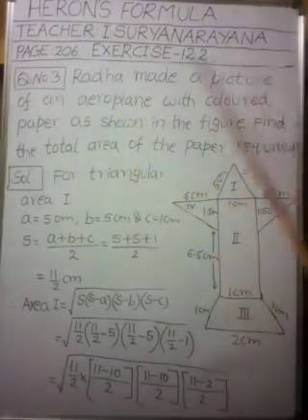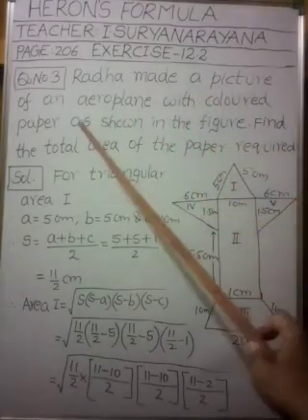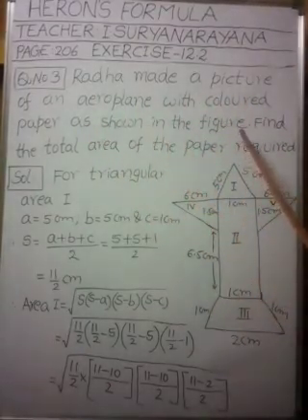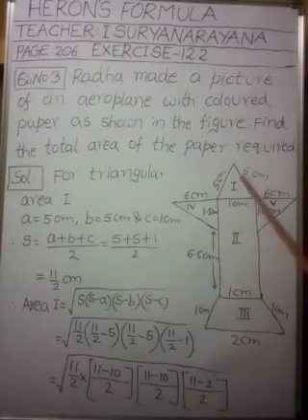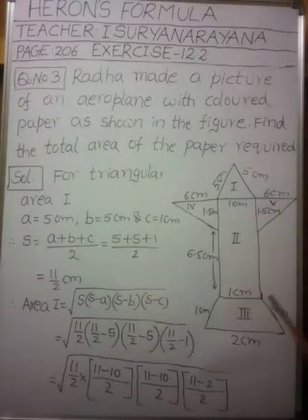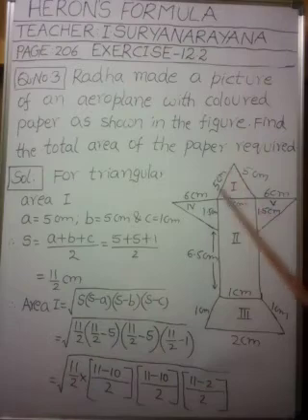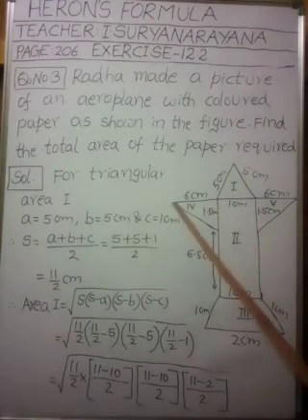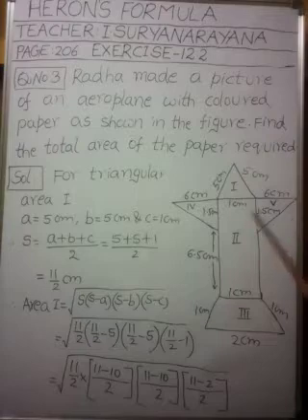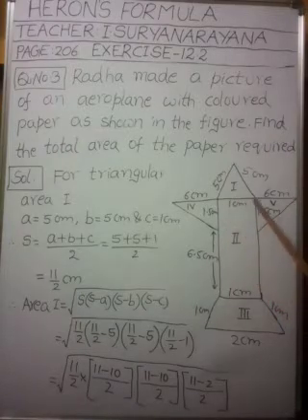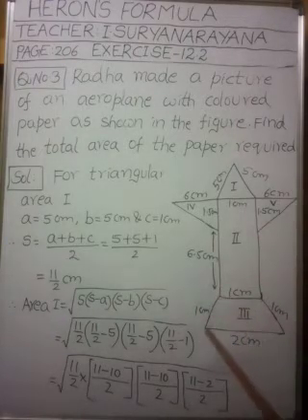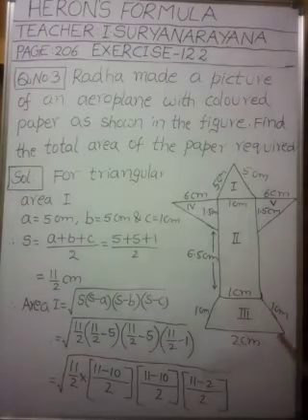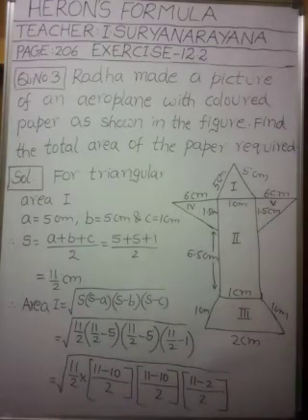Radha made a picture of an aeroplane with colored paper as shown in the figure. Find the total area of the paper required. So she made an aeroplane like this with measurements like this. Here 5 centimeters, here 5 centimeters, this side 6 centimeters, this length is 6 centimeters, and this length is 1.5 centimeters, this length is 1.5 centimeters, and here this is 1 centimeter, here also 1 centimeter, here also 1 centimeter, here also 2 centimeters.